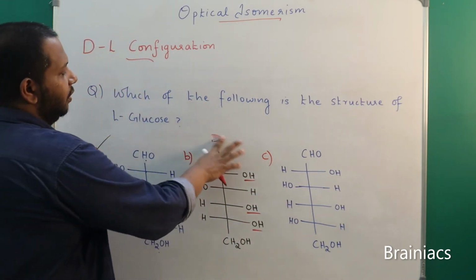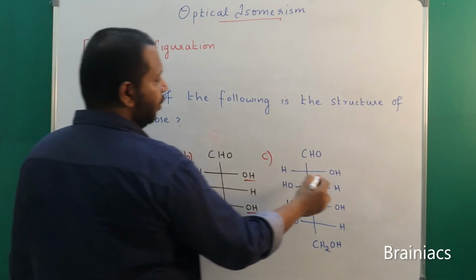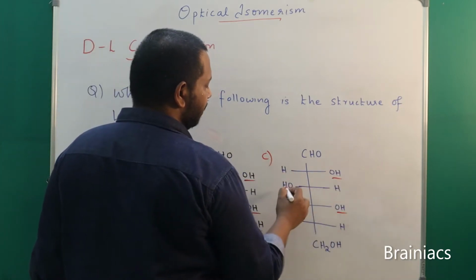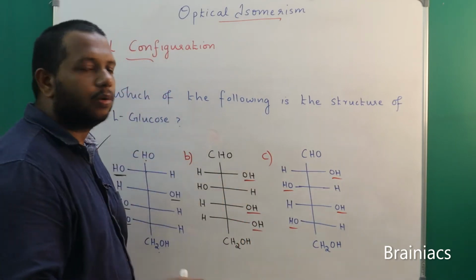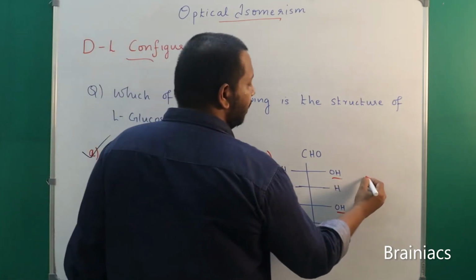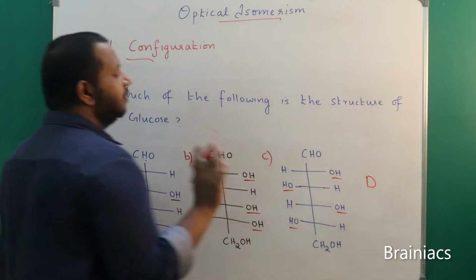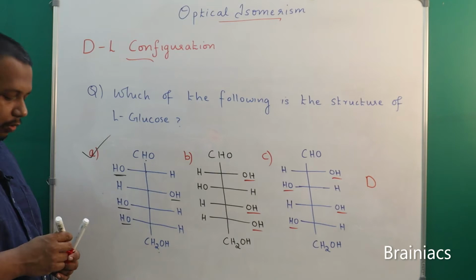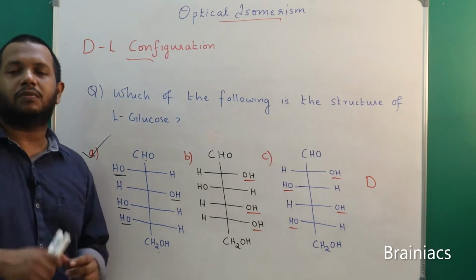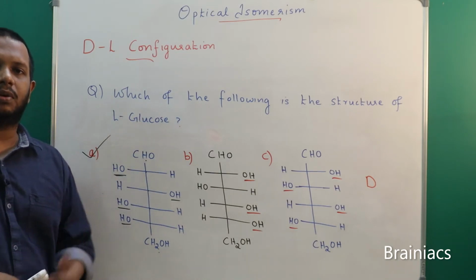And here also, you can see OH group on the right hand side, OH group on the right hand side, one OH on the left hand side, one OH on the left hand side. If they are equal also, then what configuration is it? It is D configuration. Please remember this. This is very important for the exam. I hope this is clear for you, and one more definition we need to look at. That's what we are going to see next.